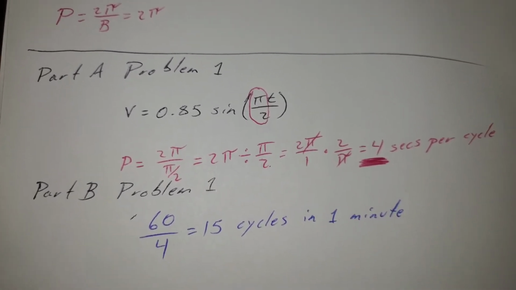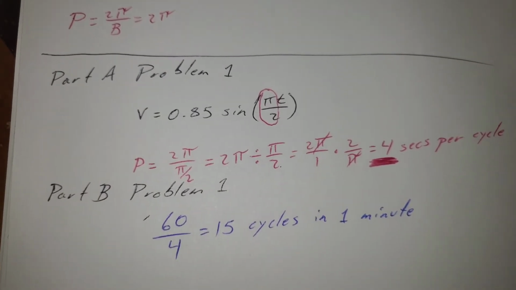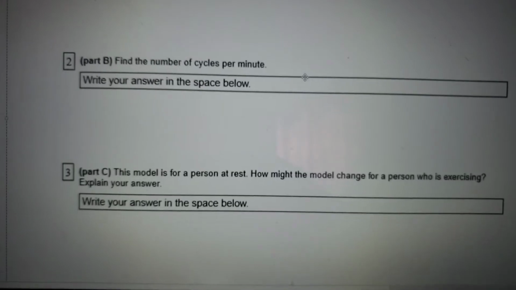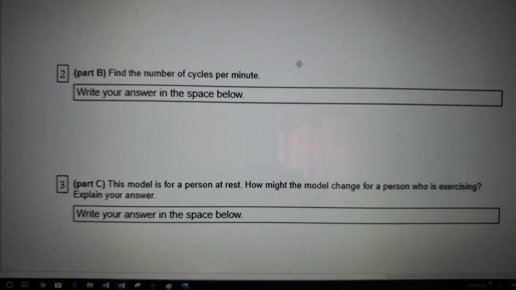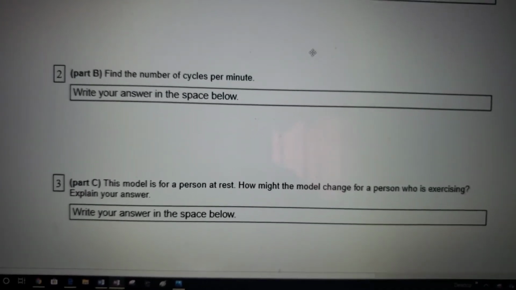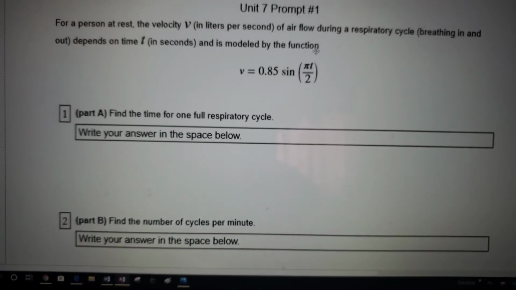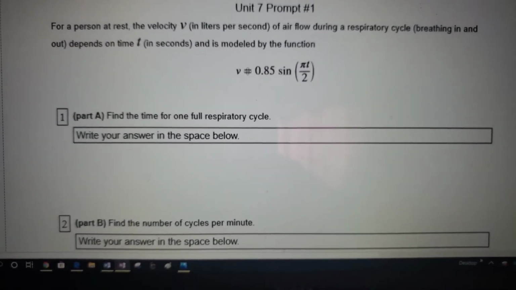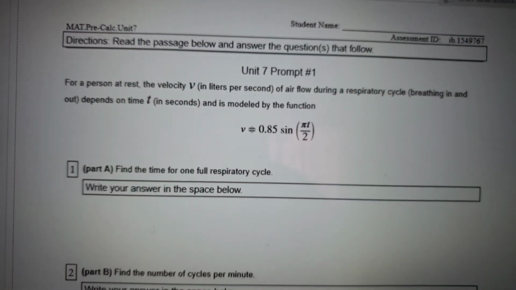All right. So we have answered 2 parts. Let's see what else we have to do. Is there a part 3? There is a part 3. It says the model is for a person at rest. How may the model change for a person who is exercising? What's going to happen to the cycles if the person starts exercising?